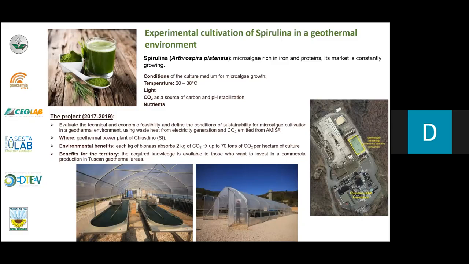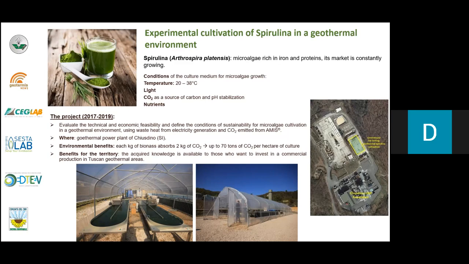Then there is also, in this project, we found also a benefit for the territory, because we did this project to attract investments in geothermal areas and to attract new activities and new businesses linked to the production of geothermal energy. Yes, linked to a new production that uses geothermal energy.